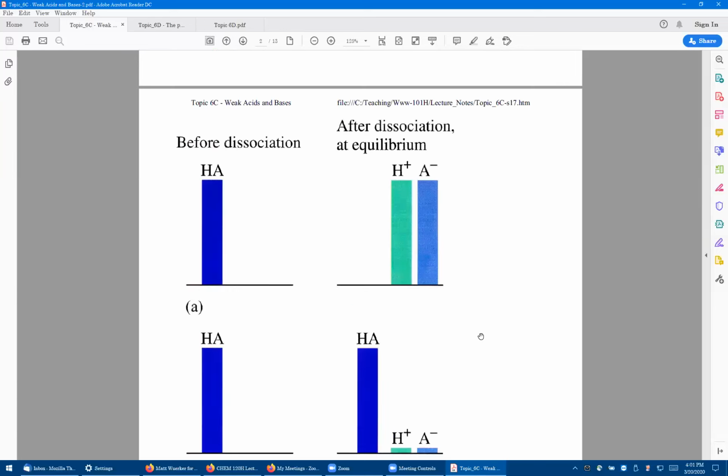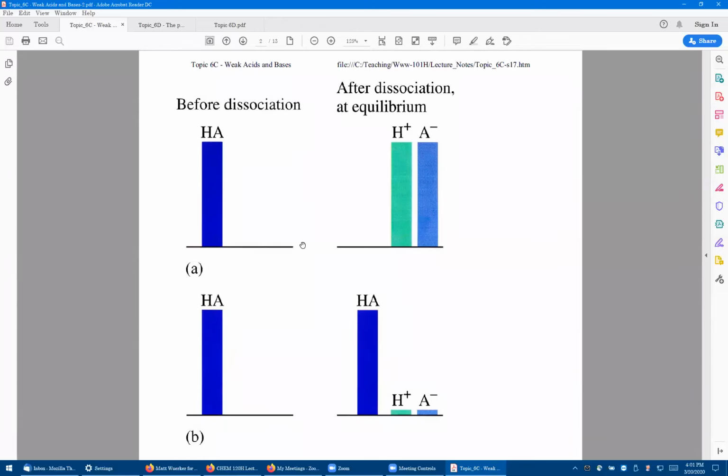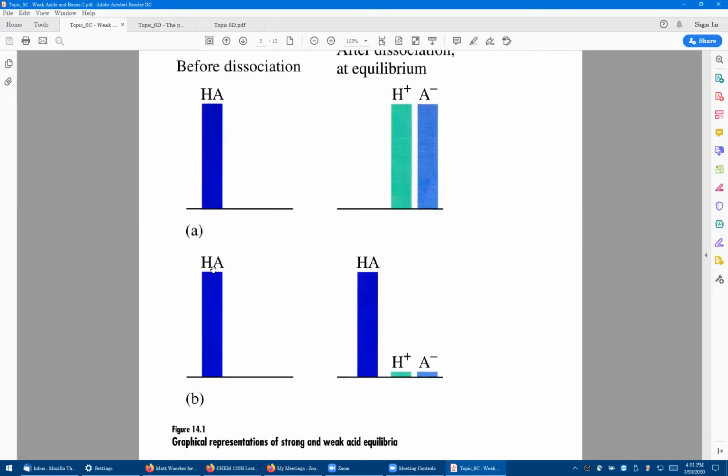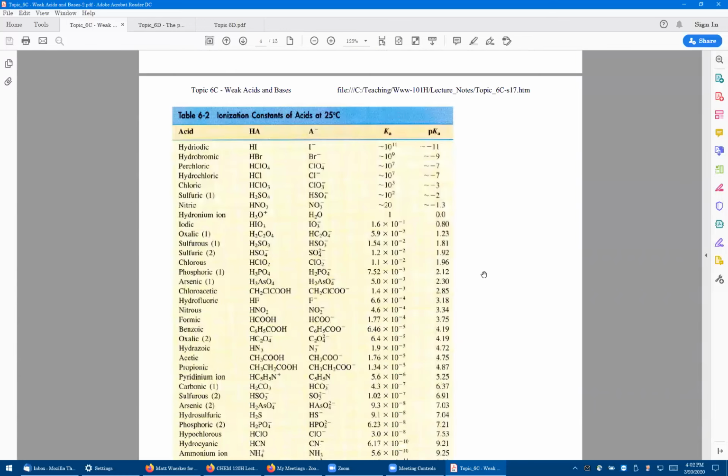So, in essence, a little cartoon here that we looked at once before shows that for a strong acid, there's the HA concentration before dissociation, and then after dissociation at equilibrium, there's essentially no HA left, and there's only H3O+ and A-. But for a weak acid, the concentration of HA changes only very slightly when it reaches equilibrium. The concentrations of H+ and A- are very small. So it's just the comparative relationship between strong and weak acids.